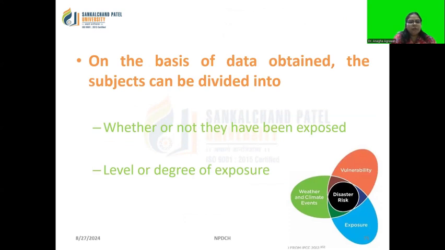Then on the basis of the data obtained, the subjects can be divided into whether or not they have been exposed. The patients will be divided into whether they have not been exposed, and what the degree or level of the exposure is. If they are exposed, then what is the degree, whether they are heavily dependent on that particular habit or less dependent. For example, if we take smoking, a person who smokes 2 cigarettes a day only, a person who smokes 10 cigarettes a day, and a person who smokes more than 10 cigarettes a day. Like that, we can divide the data to have comparability between those groups.